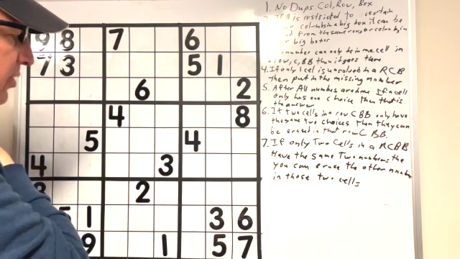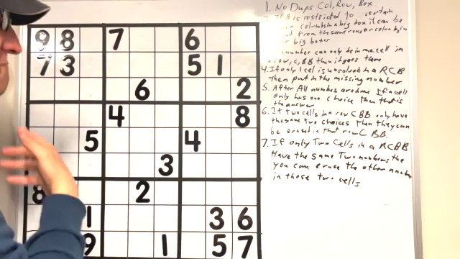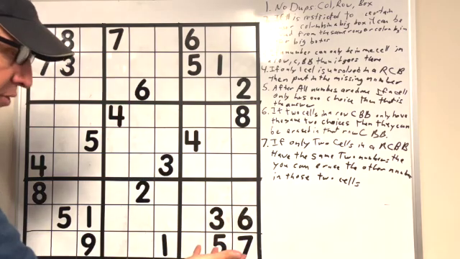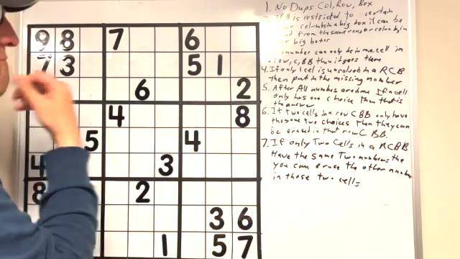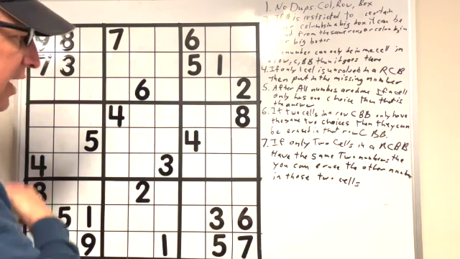2 cells, 2 options. That's a huge one. And obviously that expands out. You can have 3 cells, 3 options, 4 cells, 4 options. That's a huge one.